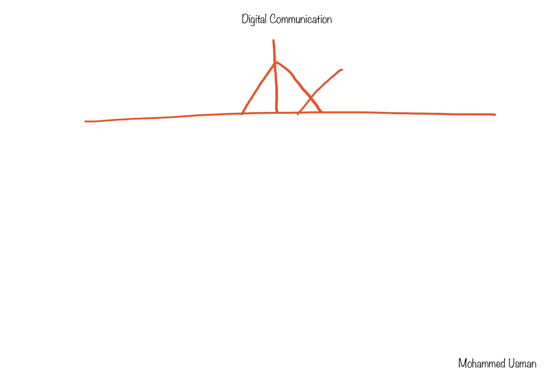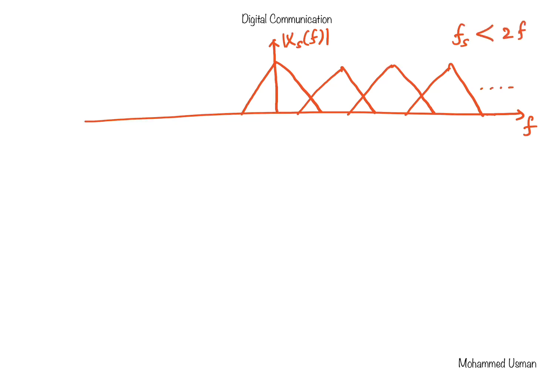So in this case, we're going to have the original spectrum as it is, and then the replicas are going to have overlaps because the sampling rate is less than 2f max. So this is when aliasing is going to occur. So that's the spectrum of the sample signal when fs is less than the Nyquist rate, which is fs less than 2f max.